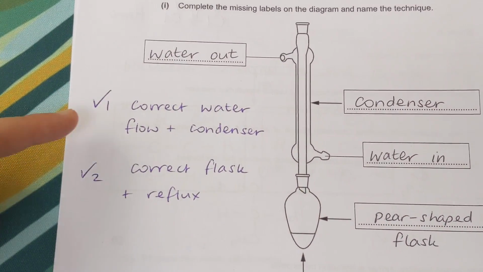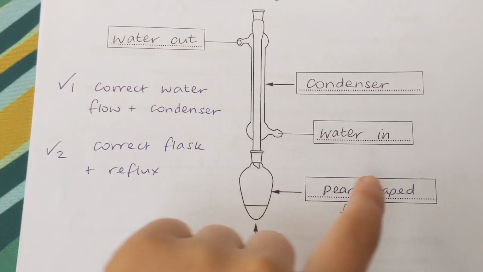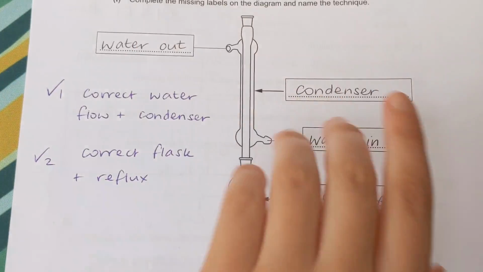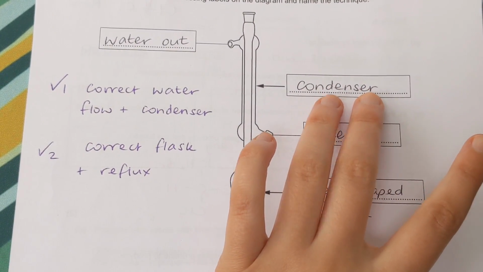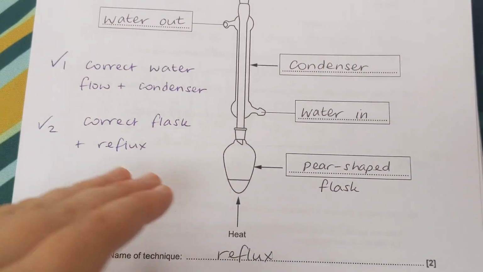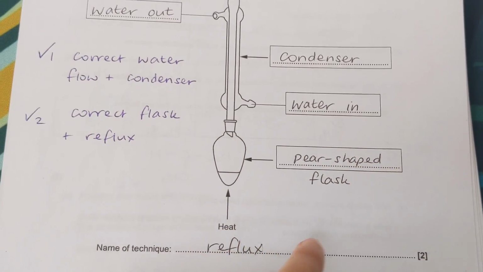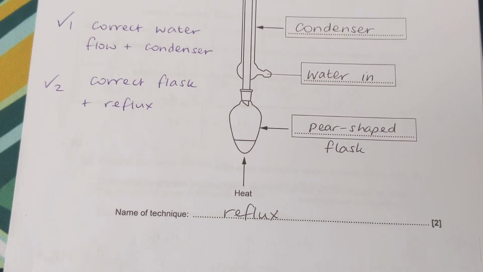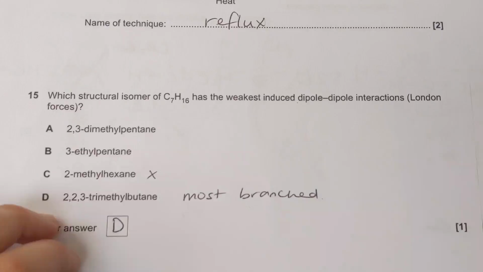And we get 1 mark for the correct water flow, so in at the bottom, out at the top, and condenser labelled. And our second mark for the correct flask, pear-shaped, and naming the technique correctly, reflux.